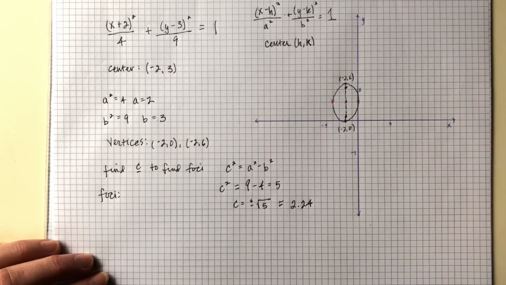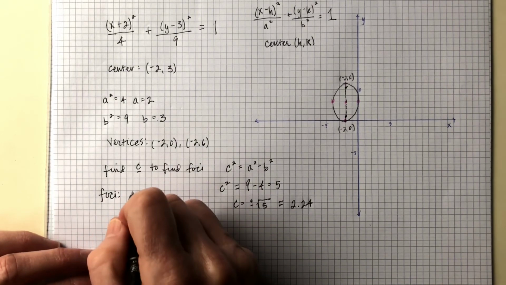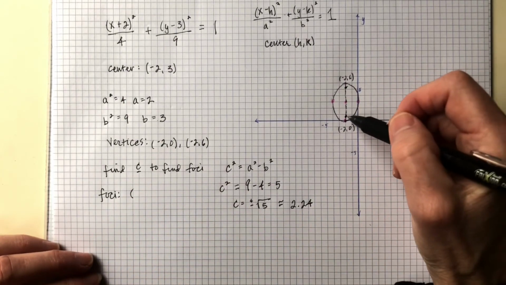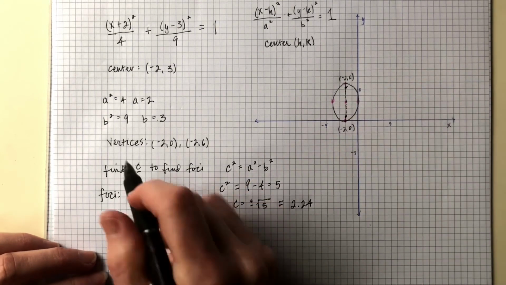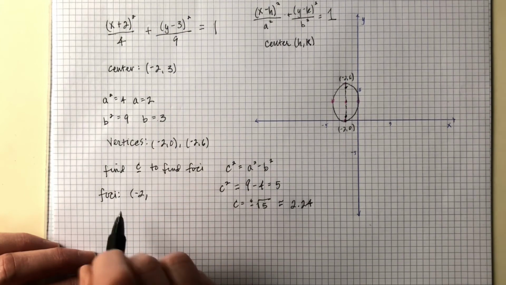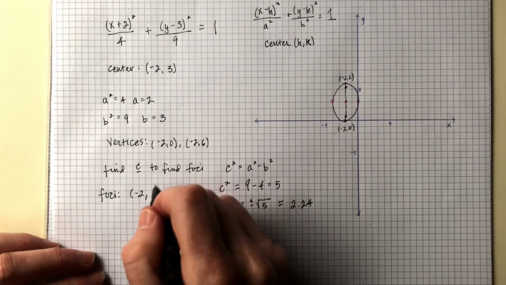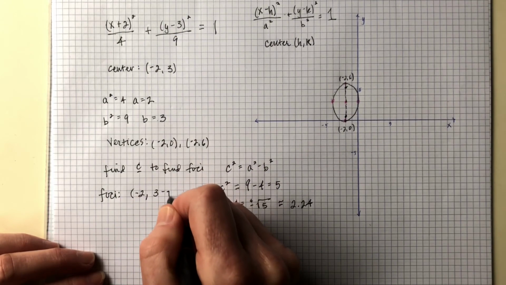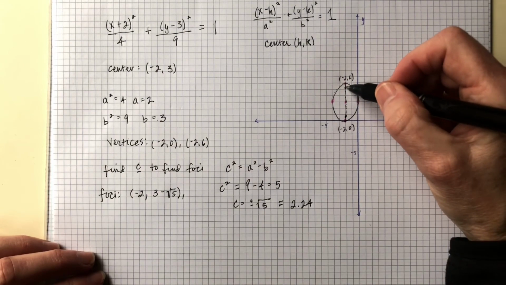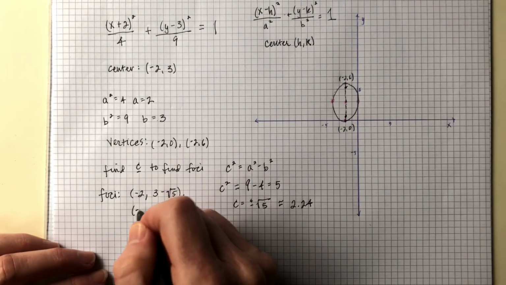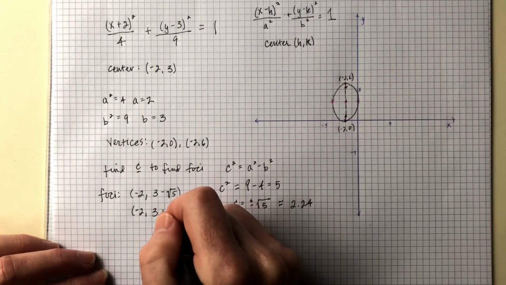Now when you list those foci, I want you to list the coordinates of each of these points this way. So this one is going to be -2, that's for the x coordinate, and then 3 minus the square root of 5. And then this one will be (-2, 3 plus the square root of 5).